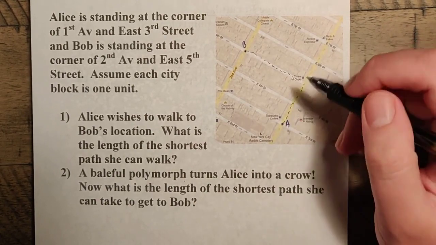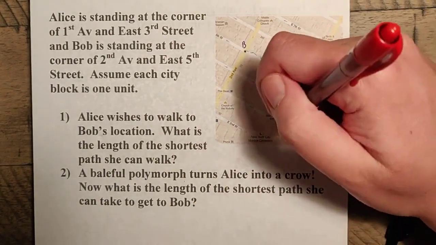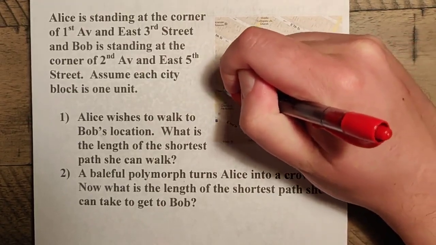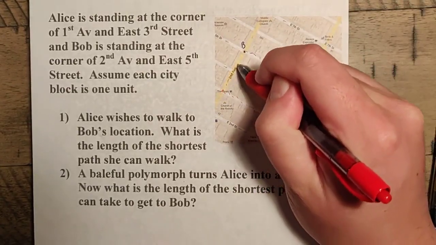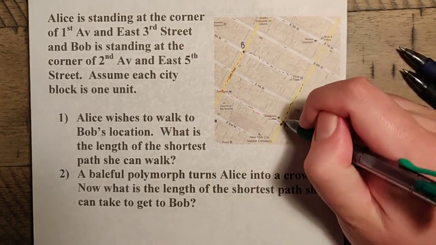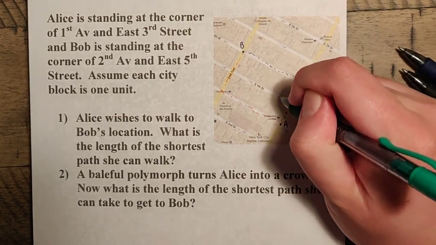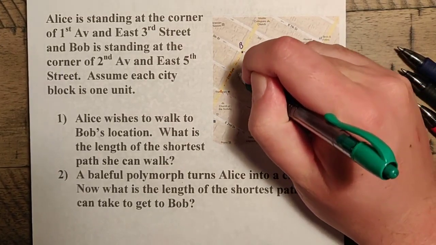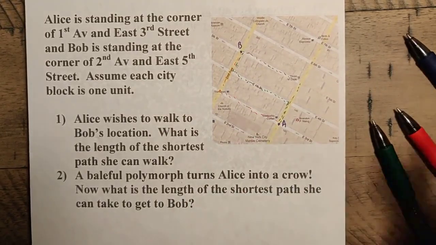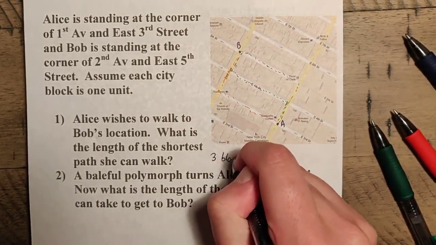Alternately, you can reverse it here and go along East 3rd Street until you get to 2nd Avenue, that's 1 block, and then go 2 blocks up north on 2nd Avenue. Or you can do the same thing a little bit differently. You can go up 1, make a left, go along East 4th, go to 2nd Avenue, go up 1 again. So you get 3 blocks here. So it's pretty clear that in this situation, this is going to be 3 blocks here, right?